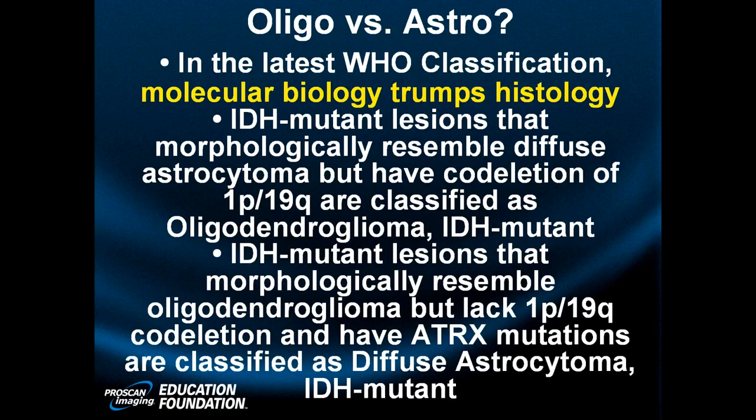You can create a spectrum of differential, favoring one over the other, but the final answer is going to come from molecular testing. It is not even going to come in the operating room when they take the piece of tissue and they look at the doctor and say it's an oligo. Wrong. They got to go back and do the proper genetic testing. So a whole new ballgame.